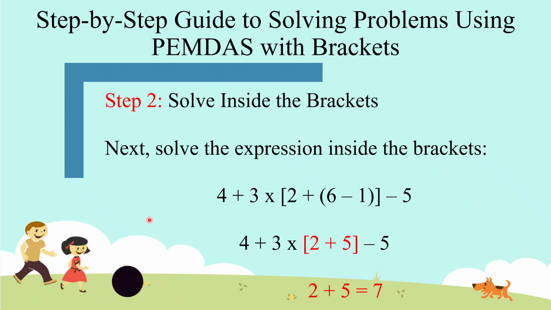Step 2. Solve inside the brackets. Next, solve the expression inside the brackets: 4 plus 3 times [2 plus 5] minus 5. So inside the brackets we have 2 plus 5 equals 7.